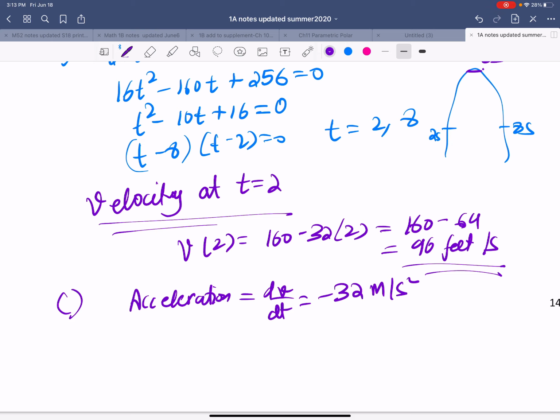When the object is going up, the acceleration is negative, and when the object is coming down, the acceleration is still negative, because the rate of change of velocity is acceleration. When the object is going up, the velocity is decreasing. That's why acceleration is negative. When the object is coming down, velocity is negative. That's why the acceleration is negative, because it's the rate of change of velocity.